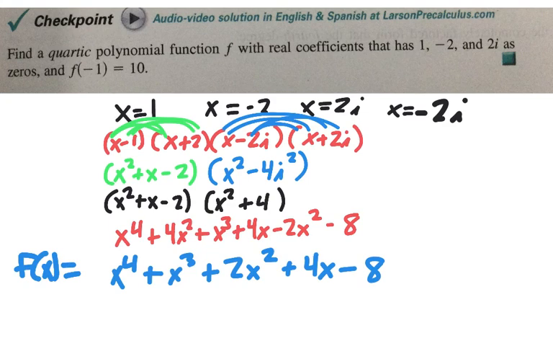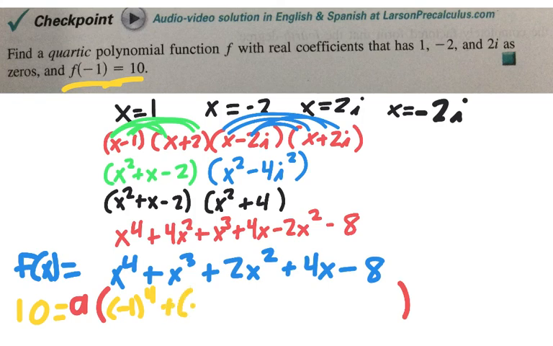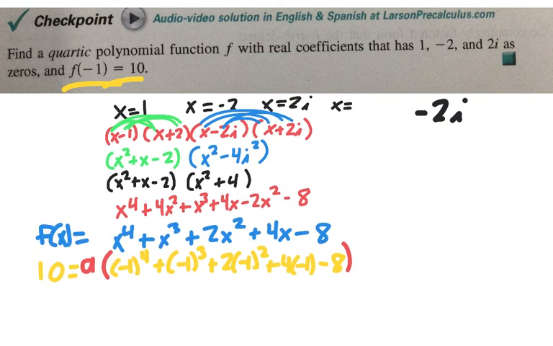I have to make sure it fits my new restriction. F of negative 1 has to be 10. So that means I need f of x to be 10 when I plug in negative 1. So I'm going to multiply all of this by some a to make it fit that restriction. So I have negative 1 to the 4th plus negative 1 cubed plus 2 times negative 1 squared plus 4 times negative 1 minus 8.